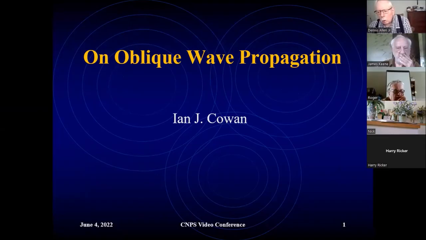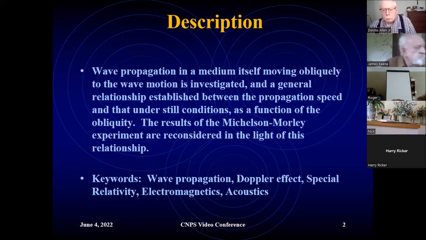Go ahead, Ian. So this paper is on oblique wave propagation, and Denny has already described essentially what I'm doing. I'm generalizing the idea that if you have, we can discuss whether the if is correct, but if you have an ether stream, an ether wind against motion, inclined at an angle of say theta to the direction of motion, what would be the relationship between the speed and the speed under still conditions? Now, I'm generalizing that. The wave propagation is in a medium which is itself moving obliquely to the wave motion.